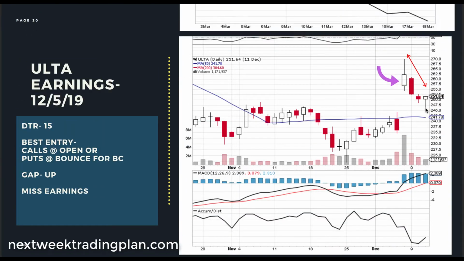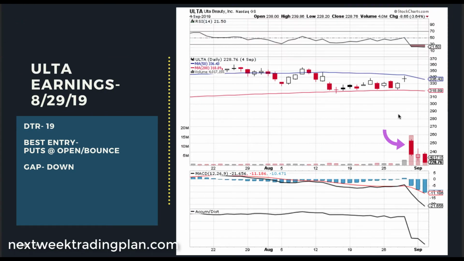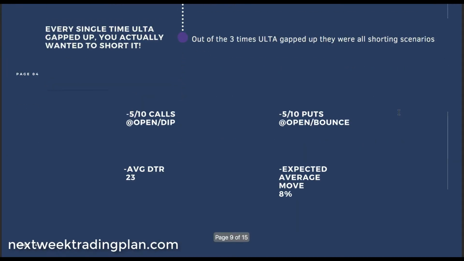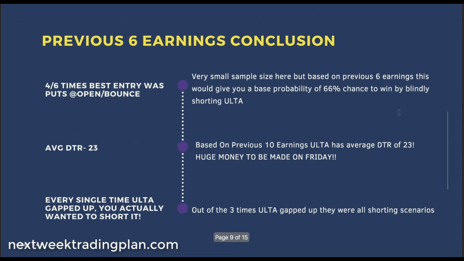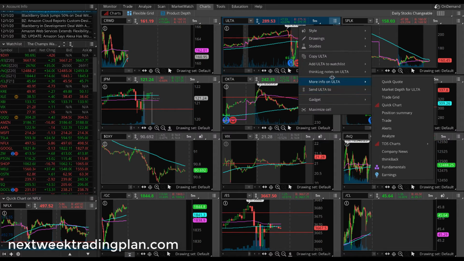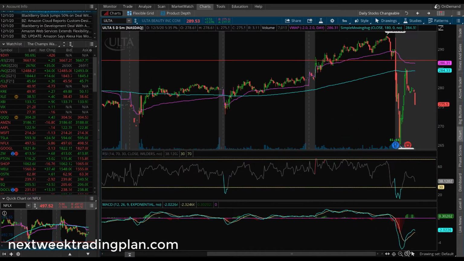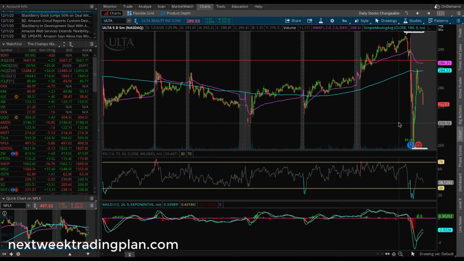But once again, this is what we call the Shoe Carnival. So you know both of the scenarios that can happen. You're basically going to gap lower and continue lower, or you're going to gap lower and actually recover. And so what we've got to do is use the DTR to figure this out as the day progresses. So let's show you how we would use the DTR on a stock like ULTA. Let's just say that it opens up at about 275.